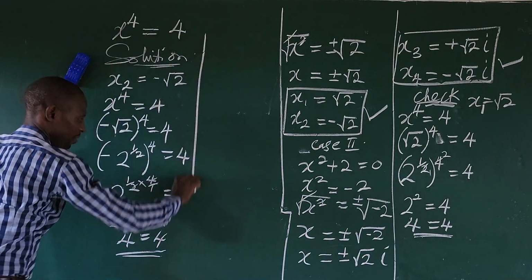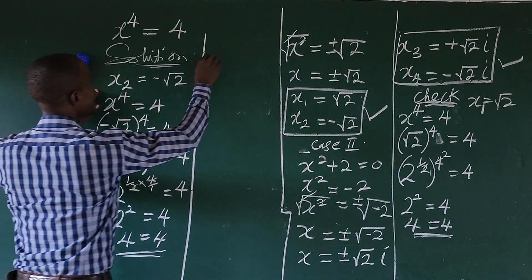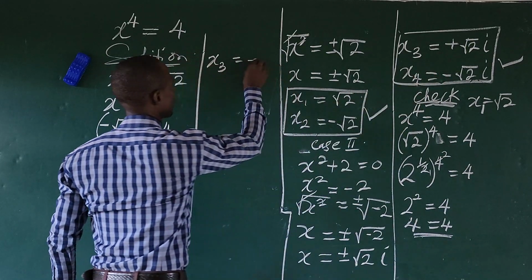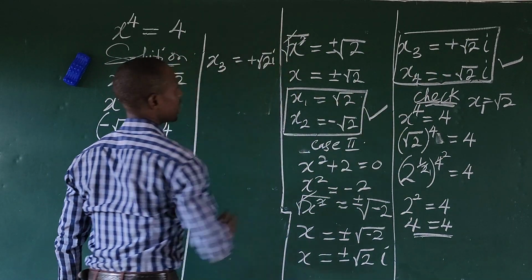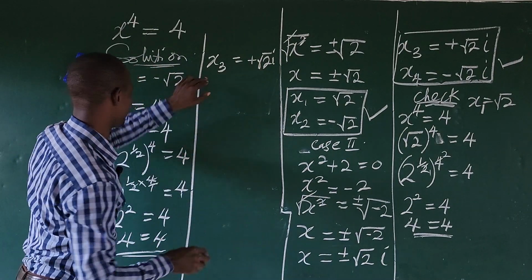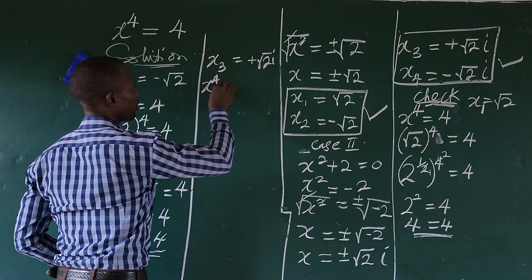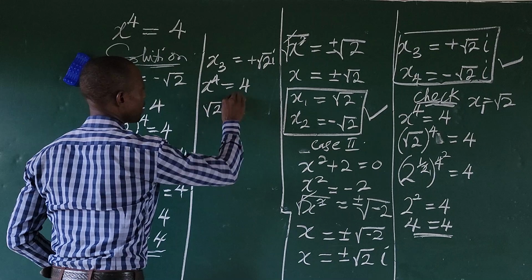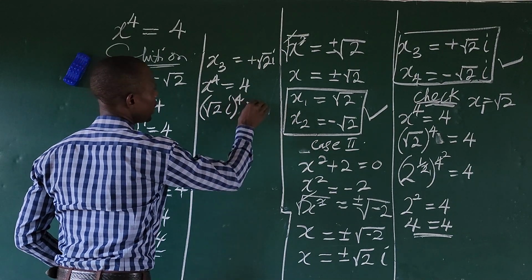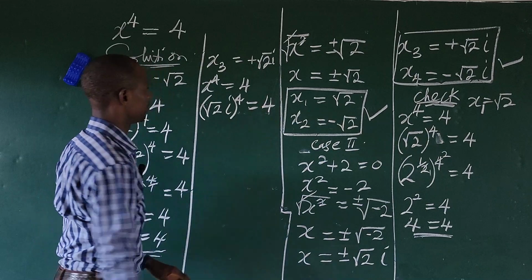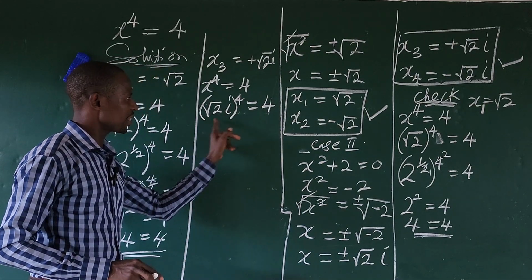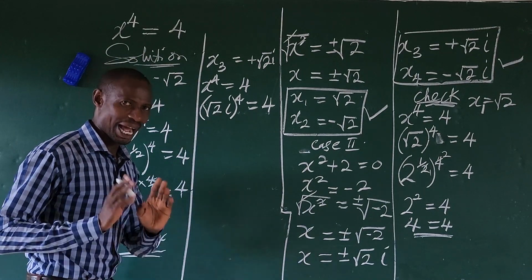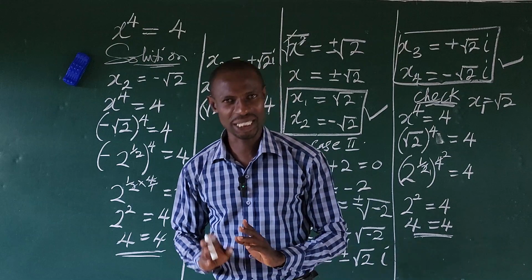So again, let's check for the other ones. When x3 is equal to plus the square root of 2 iota, how do we get this now? Again, our original equation is x to the power of 4 is equal to 4. So we have here the square root of 2 iota all to the power of 4 equal to 4. Now we have to distribute this power into everything inside here, so that we can get the value of iota to the power of 4. But iota to the power of 4 is equal to positive 1.